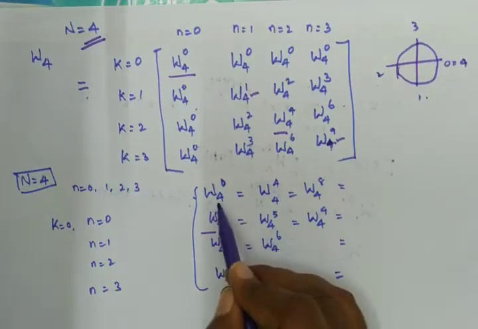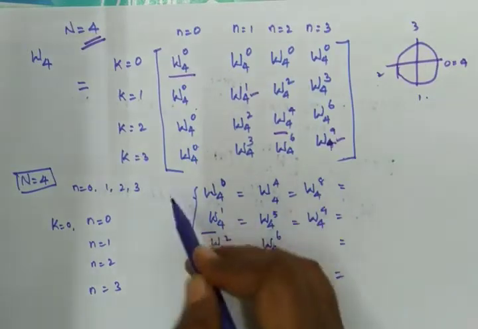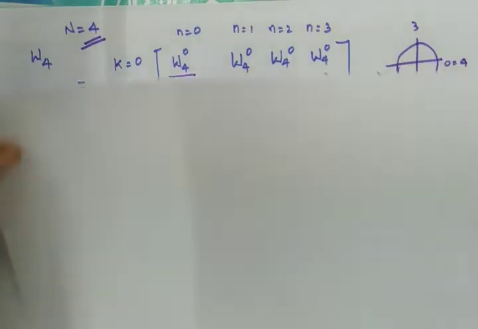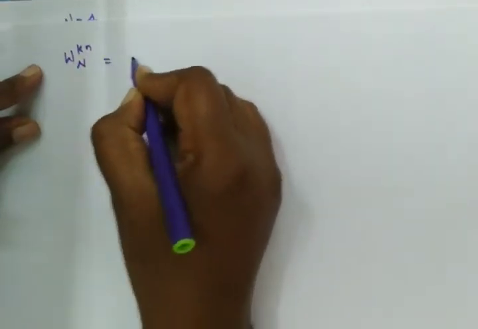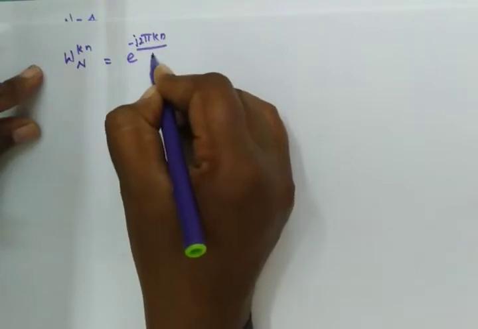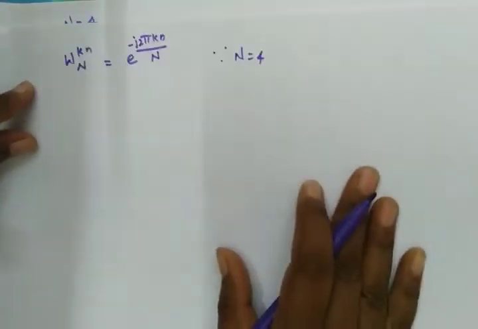So if you find the value for 0, that will be equal to 4, 8. So no need to find every value. Now we can find the values only for 0, 1, 2 and 3. Now how can we find the values? We know W n power kn is equal to e power minus j 2 pi kn by n. Since n is equal to 4, we have to substitute n is equal to 4.